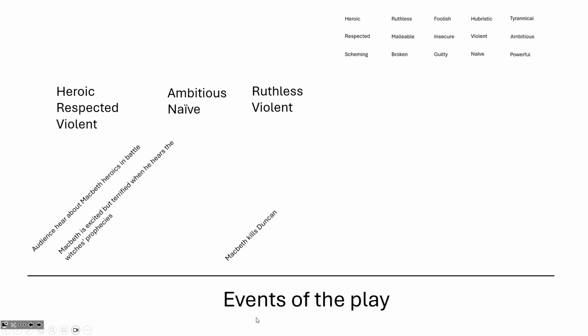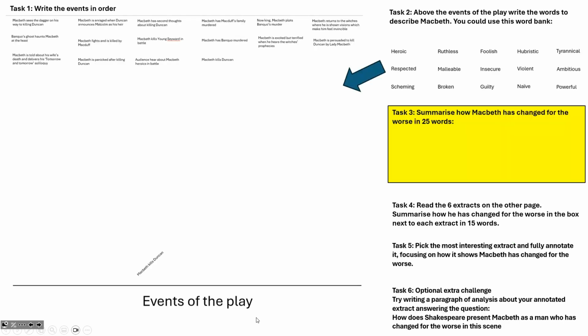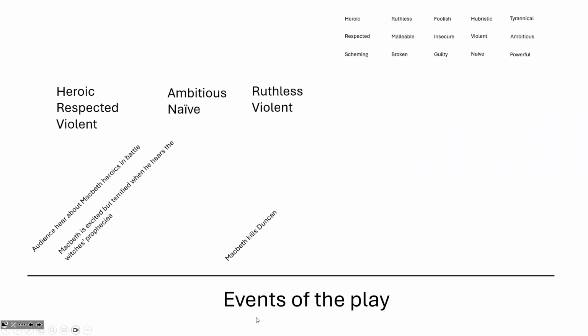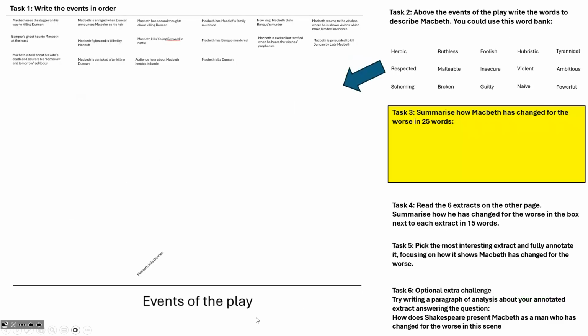You've got 17 plot points. So write the words to describe Macbeth, using this word bank or your own vocabulary, above each of the 17 plot points. And that should help you start to put together your answer to task 3. How has Macbeth changed for the worse? So use all of your notes here when it's completely finished and answer that.